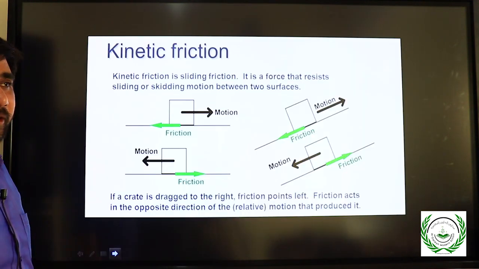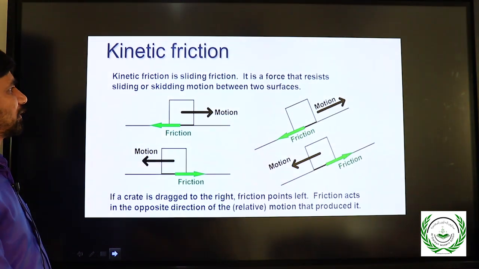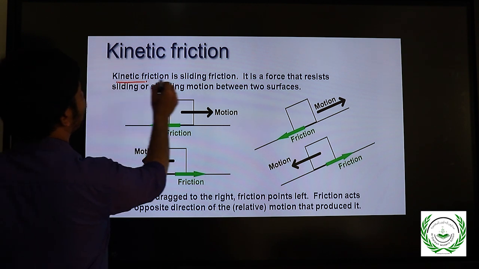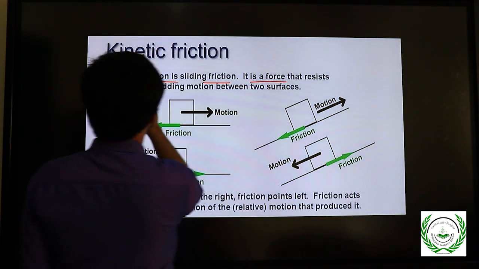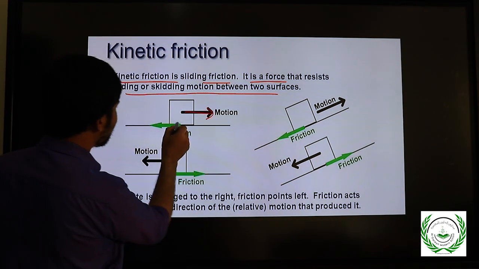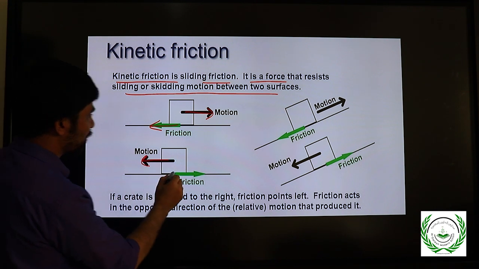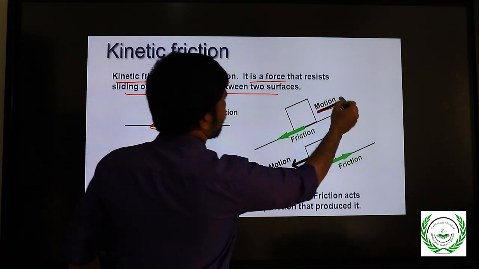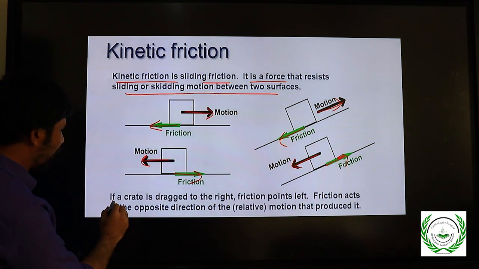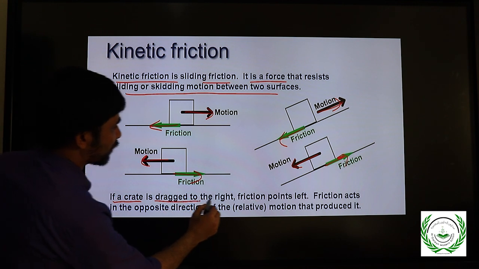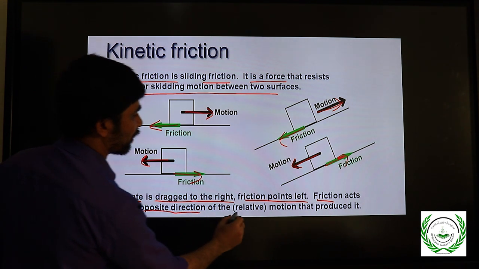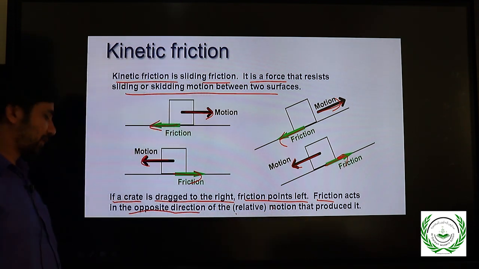Next, kinetic. Kinetic means there is a change. Kinetic friction is a sliding friction. It is a force that resists sliding or skidding motion between two surfaces. Look here: motion, friction. Motion, friction. Different angles, different scenarios. If a crate is dragged to the right, the friction points left. Friction acts in the opposite direction of the relative motion that produces it.